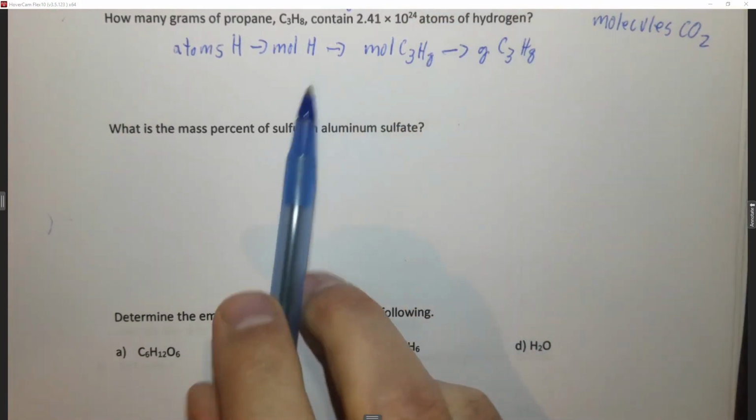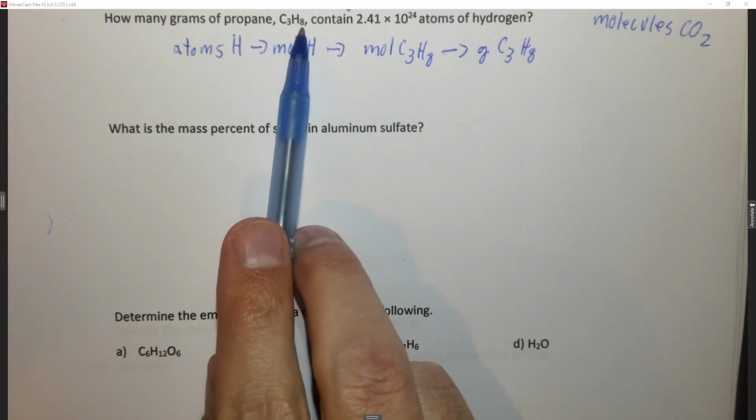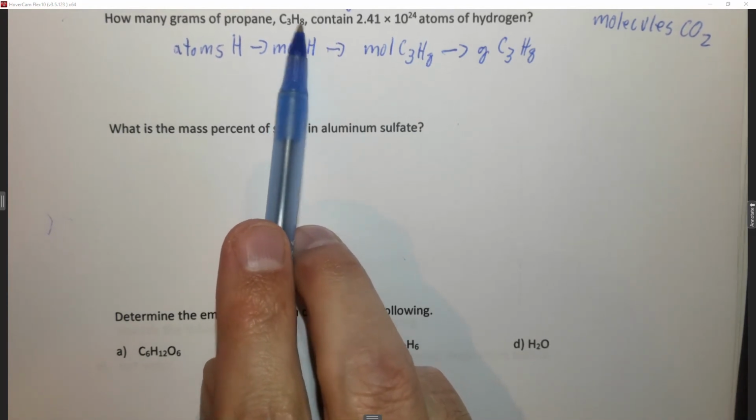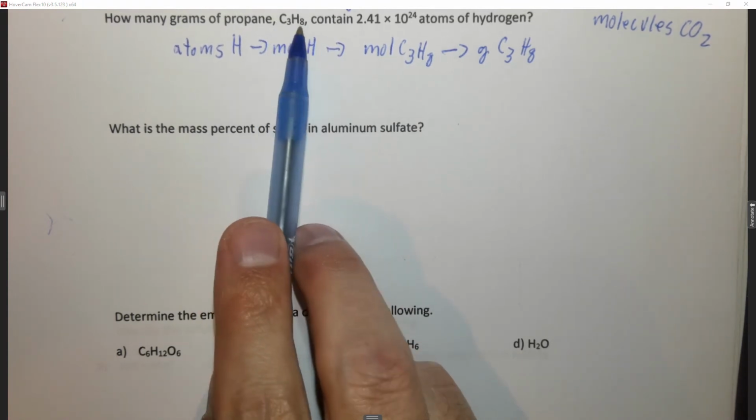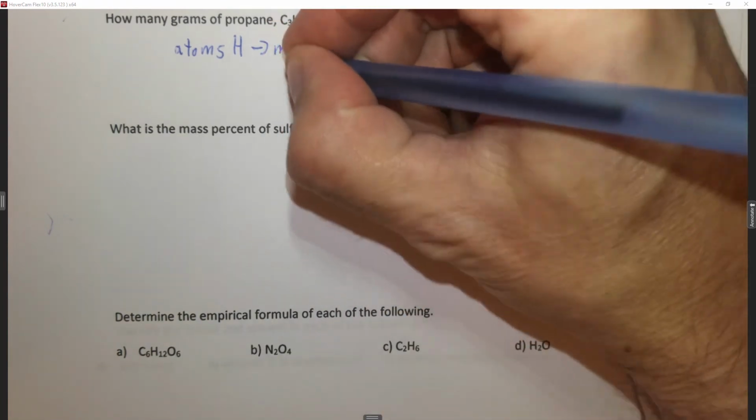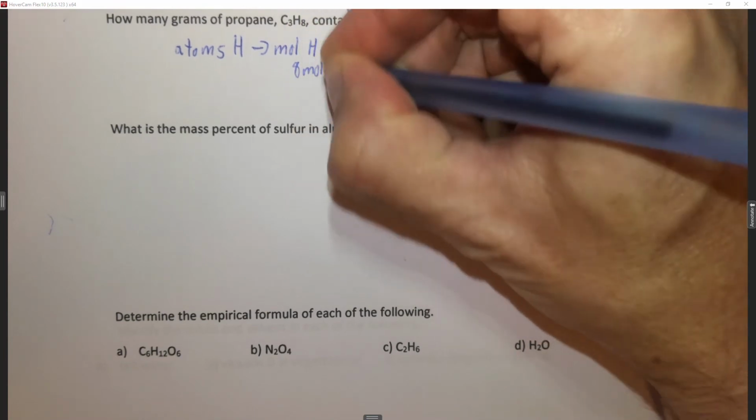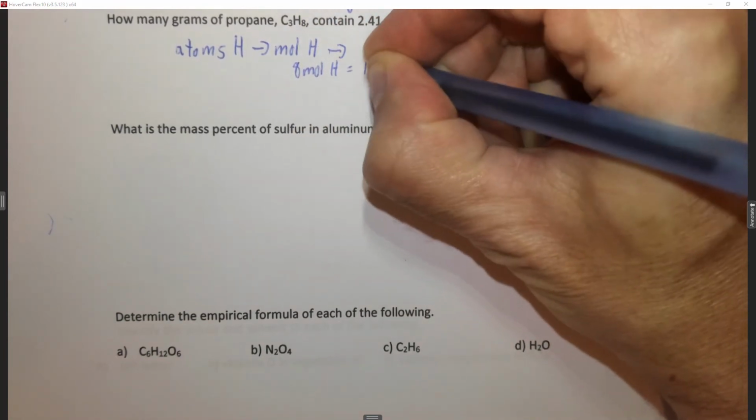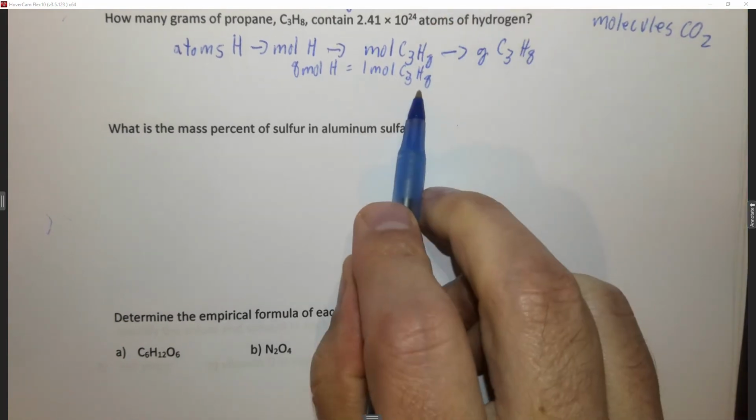How are we going to do that? Well, if we look here, each mole of C3H8 contains 8 moles of hydrogen for the simple reason that there's 8 of them in it. Okay, so if you have 1 mole of this, you have 8 moles of hydrogen because each one contains 8 hydrogens. So 8 moles of hydrogen equals 1 mole of C3H8 because there's 8 of them.